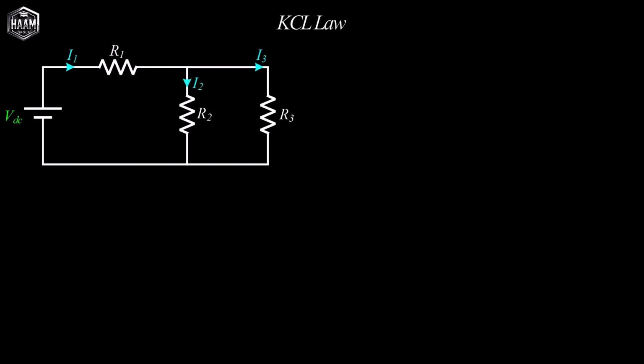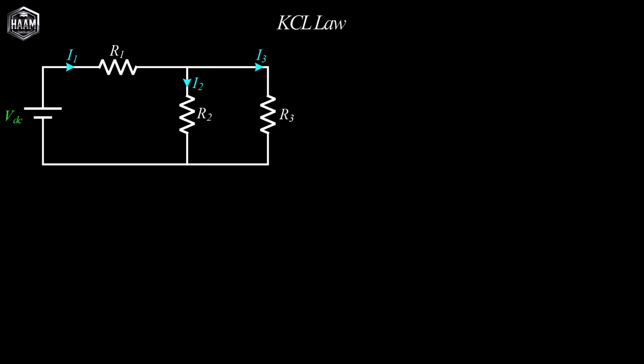Kirchhoff's current law is another fundamental law of circuit analysis. It states that the algebraic sum of the currents connected to a node must equal 0. To verify this law, we choose a simple circuit consisting of a DC battery, a resistor R1, a resistor R2, and a resistor R3. Naturally, there are 3 branches in this circuit. Label the branch currents as I1, I2, and I3.